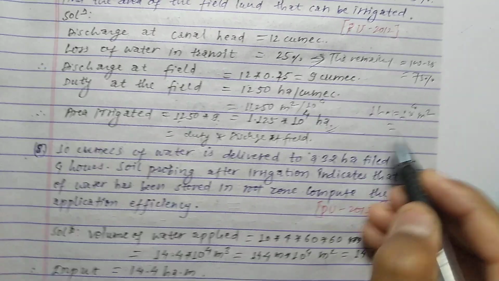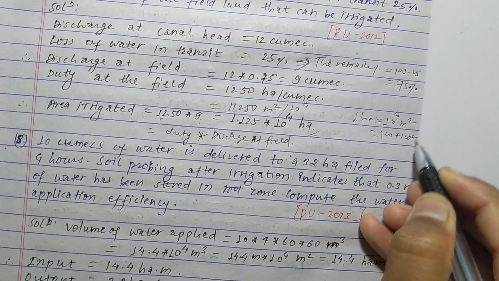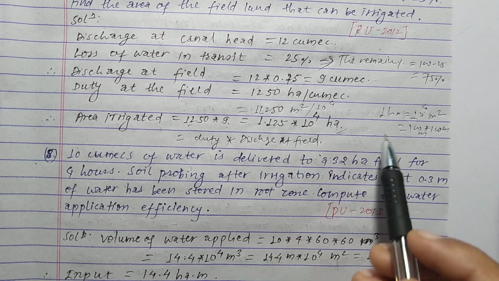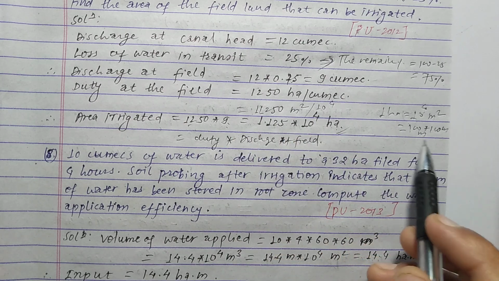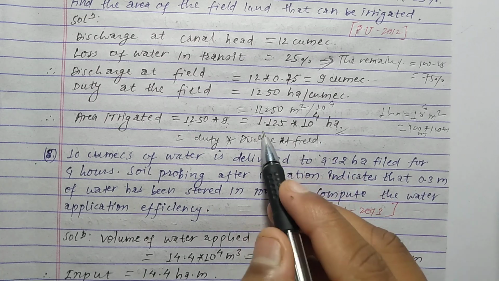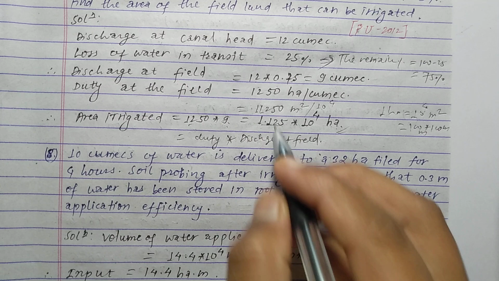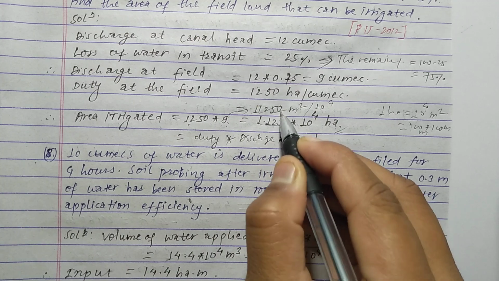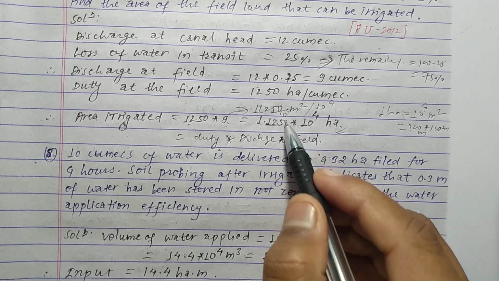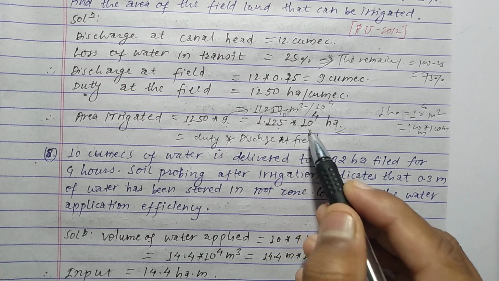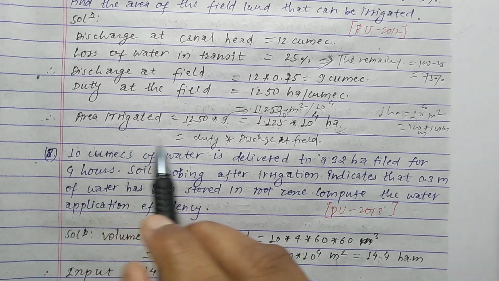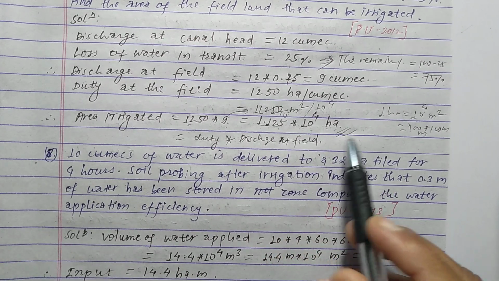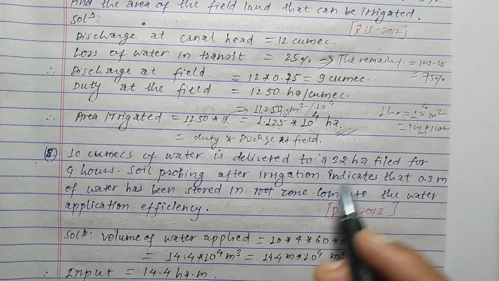Because 1 hectare means simply 100 into 100 meter, then it becomes 10 to the power 4 meter square. So for converting this value into hectare, we have to divide with this value, or you can simply say 10 to the power 4. After dividing this value by 10 to the power 4 we get 1.125, and we have to multiply it also by 10 to the power 4. So area irrigated is found to be 1.125 into 10 to the power 4 in hectare, or you can also leave it in meter square as well.